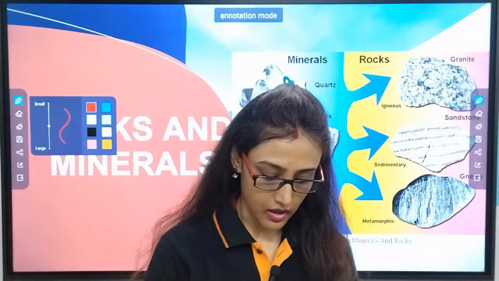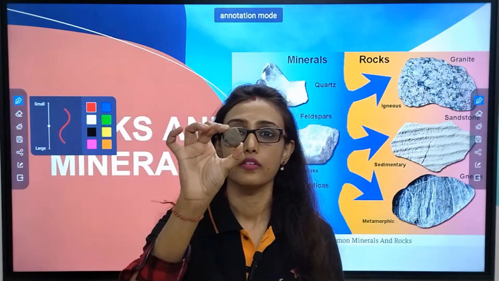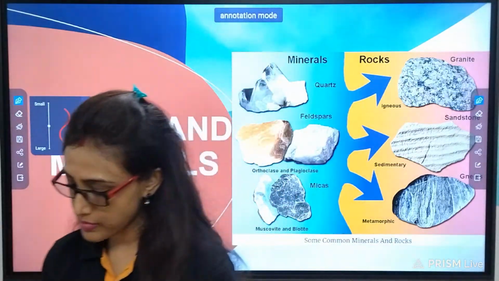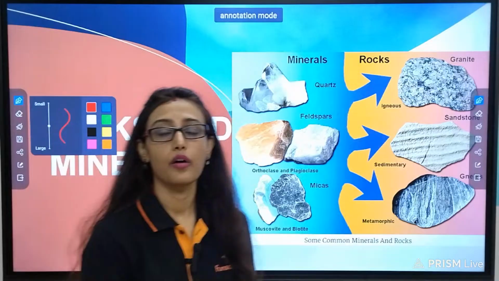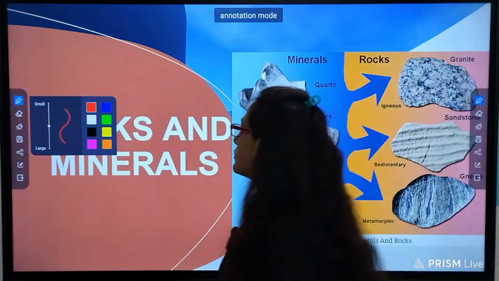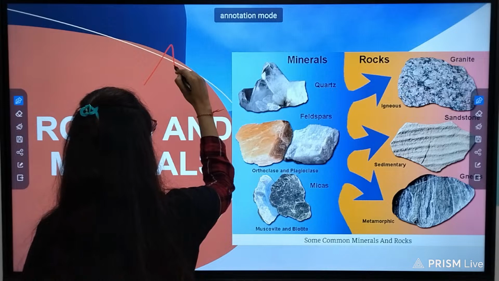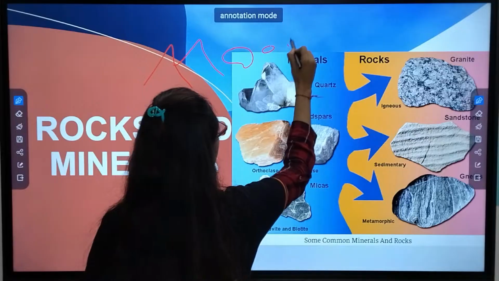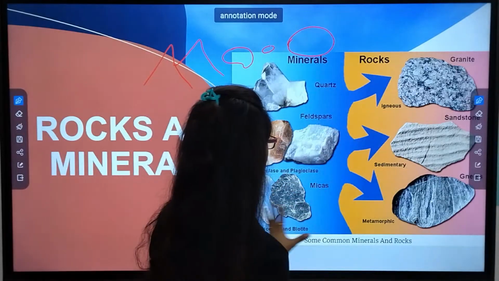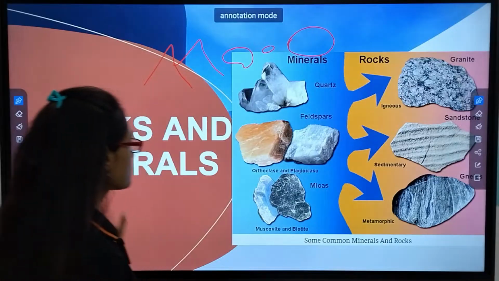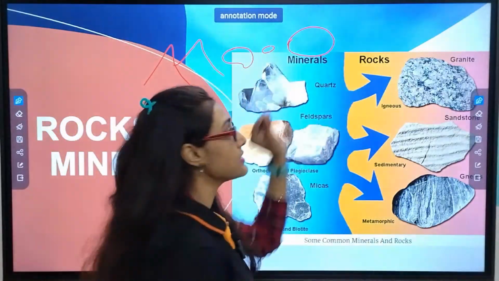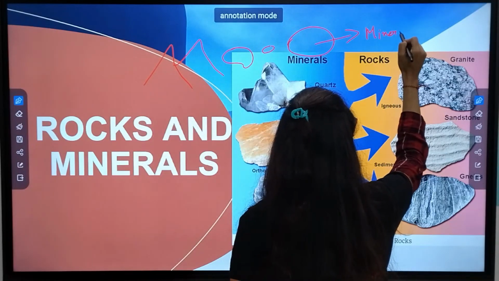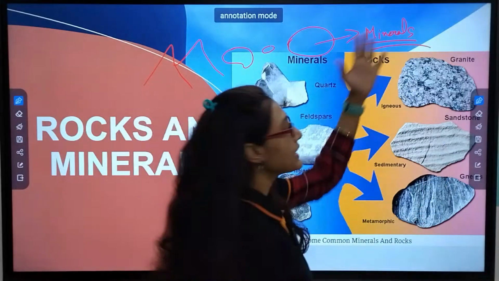See, I have a piece of rock with me. Can you just see? You have seen many types of rocks in your surrounding areas. Rocks, like you have seen bigger mountains like this. You have seen small pebbles, then stones. So there are various types of rocks. Okay? So what does this rock contain? This rock contains minerals.